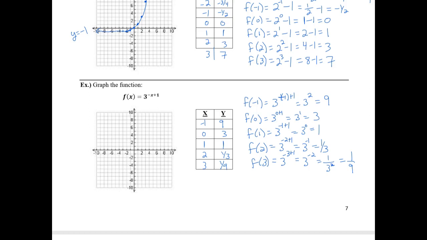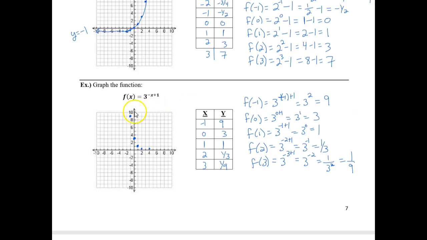Alright, let's plot these points. We had -1, 9; 0, 3; 1, 1; 2, 1/3; and 3, 1/9.